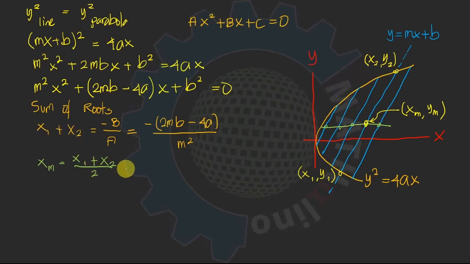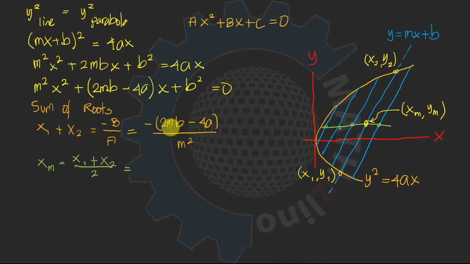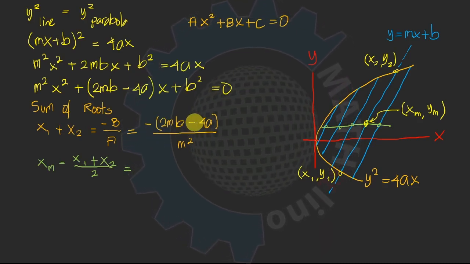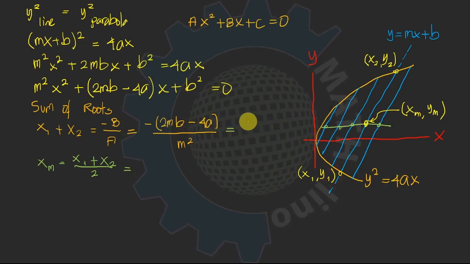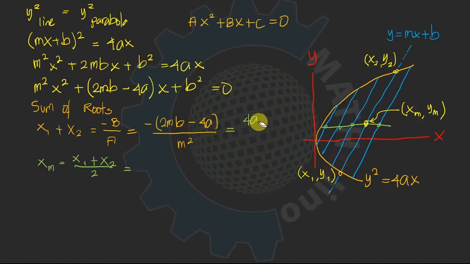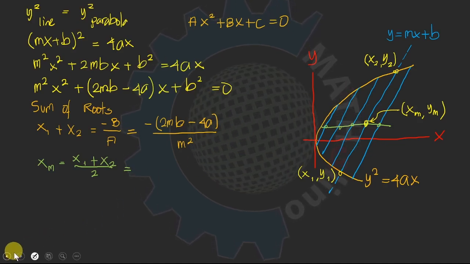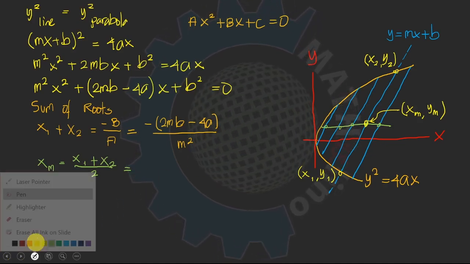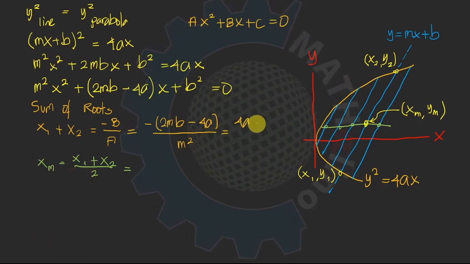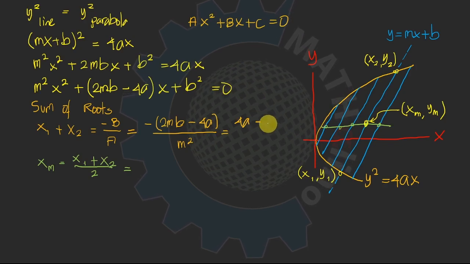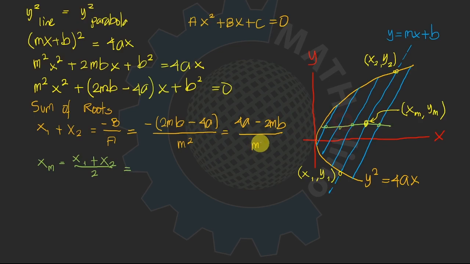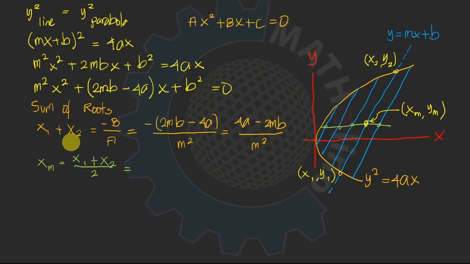average of this x1 and x2. What is x1 plus x2 divided by 2? Divide 2, this will become positive. Okay? I will write it here. This will become 4a. Okay? 4a minus 2mb all over m squared. That is the value of x1 plus x2.